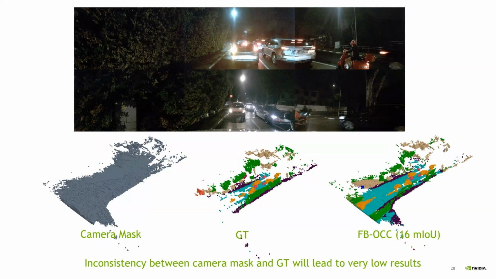So the inconsistency between the camera mask and also this GT versus our final prediction, you could see that the prediction here does a pretty reasonable job, but the evaluated mIoU on this one is quite low. So I think there is some inherent noise in the dataset as well.